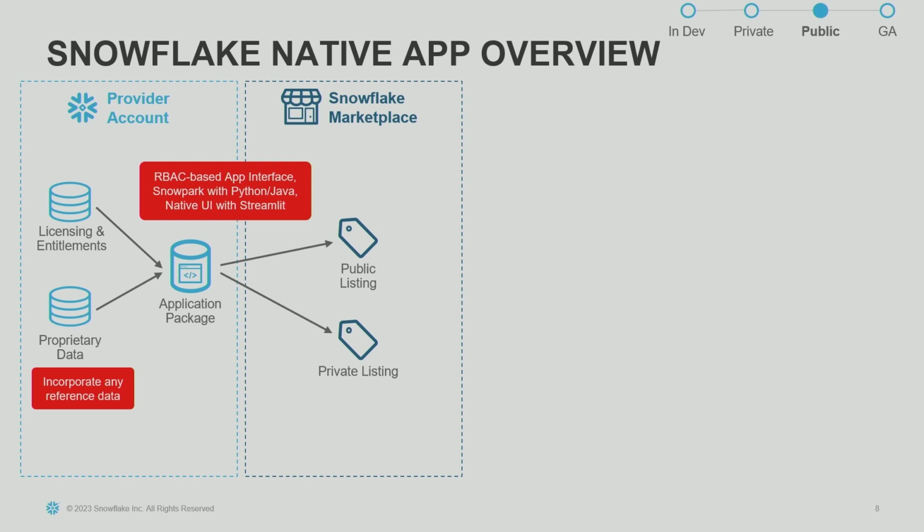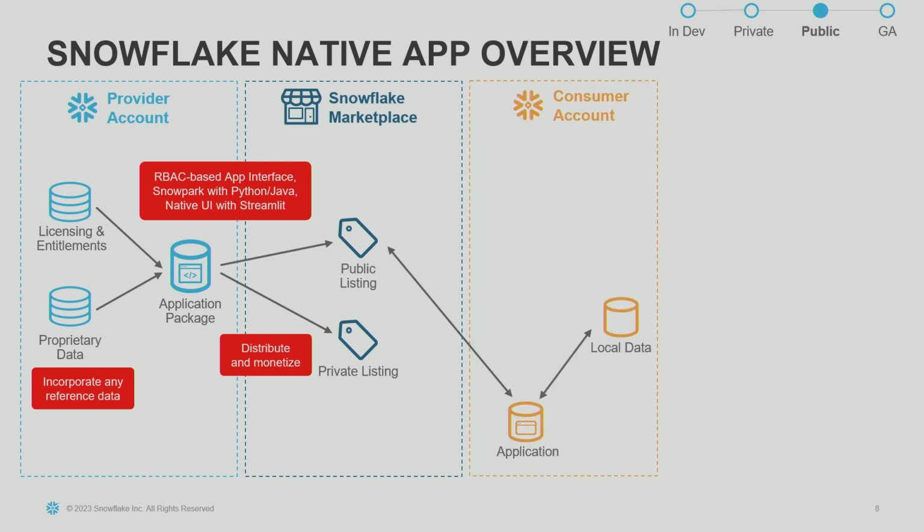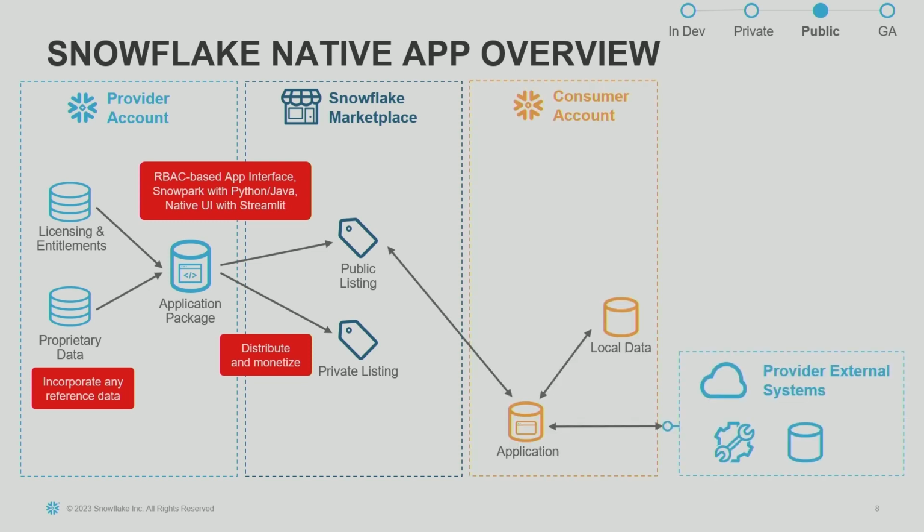From a marketplace perspective, you can create either a public listing or a private listing. A public listing may be available to all Snowflake customers. With a private listing, you're going to specify a specific account to have access to your application. And of course, you have the ability to monetize using the abilities on the marketplace to do so. From a consumer's perspective, they're going to install an application that can interact both with their local data as well as any external call out that you might have.